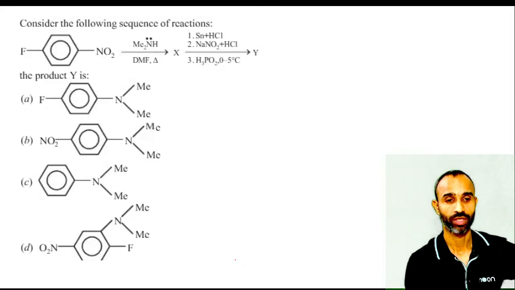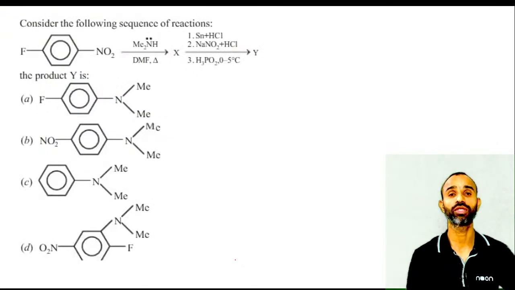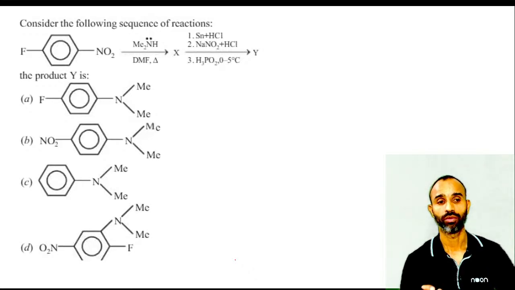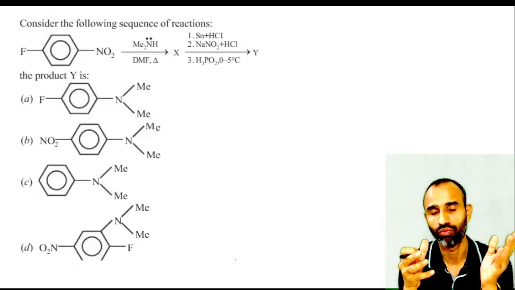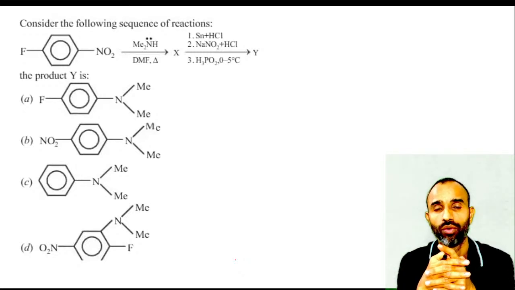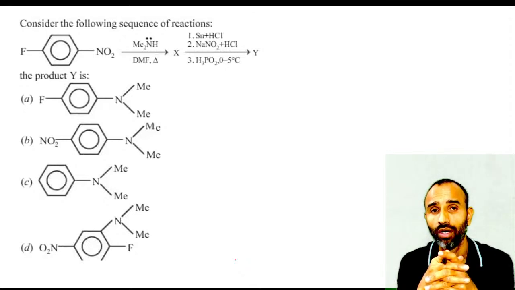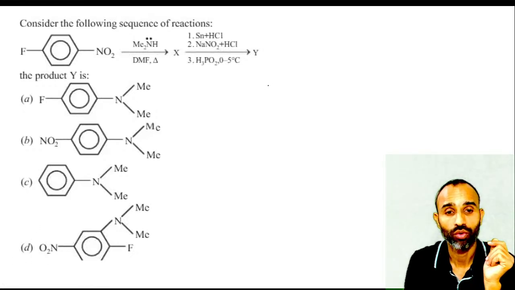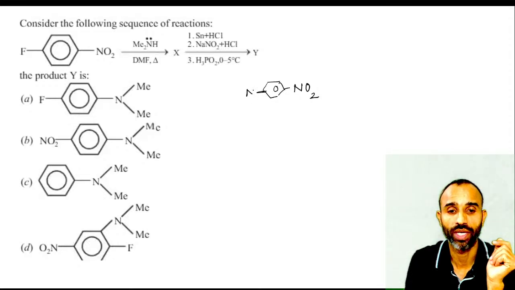Let's go to that slide first. Okay, so we have this question. Consider the following sequence of reactions. It is para-fluoronitrobenzene, meaning 4-fluoronitrobenzene. First we treat it with dimethylamine, right? So actually the nitro group will remain as such, but fluoro will be replaced by this group.